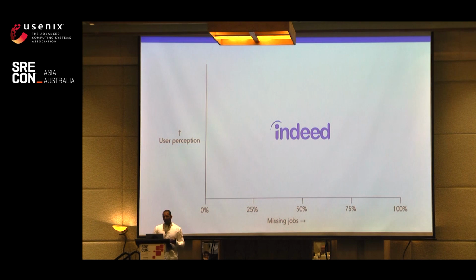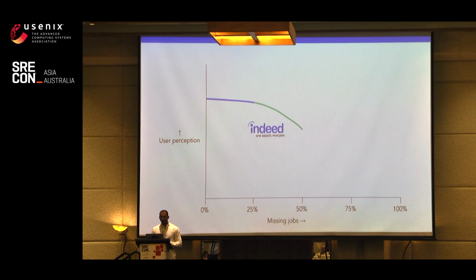At Indeed, we pride ourselves, as I said, our original tagline was one search, all jobs. So if we look at the number of missing jobs on Indeed and we think about user perception, at the high end, when we're missing fewer than 25% of jobs, job seekers think, okay, one search, all jobs, totally credible. If we're missing some jobs, between 25 and 50% of the jobs on the internet, it's maybe like one search, most jobs. If we get worse than that, if we're missing more than 50% of the jobs, it's one search, some jobs. That's not really a compelling value proposition, right? That's not an enticing user experience.